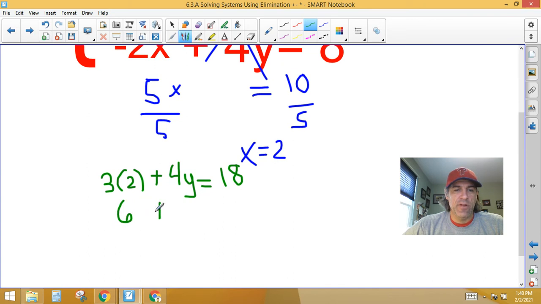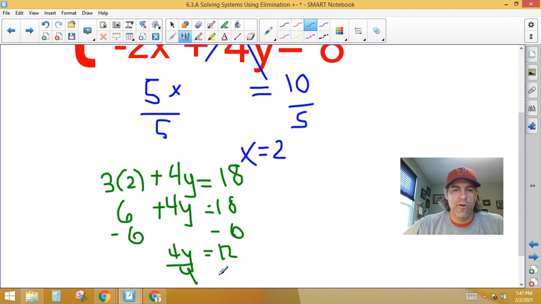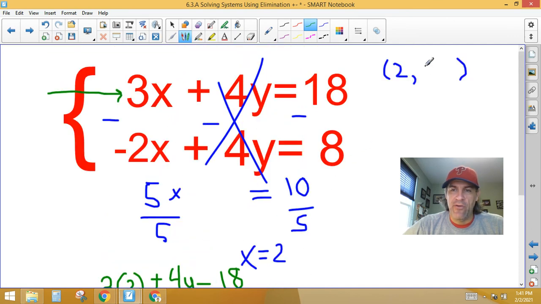So I get 6 plus 4y equals 18, take away 6, take away 6, I get 4y equals 12. Divide by 4, divide by 4, y equals 3. So my x equals 2, my y equals 3, my final solution will be 2 comma 3.